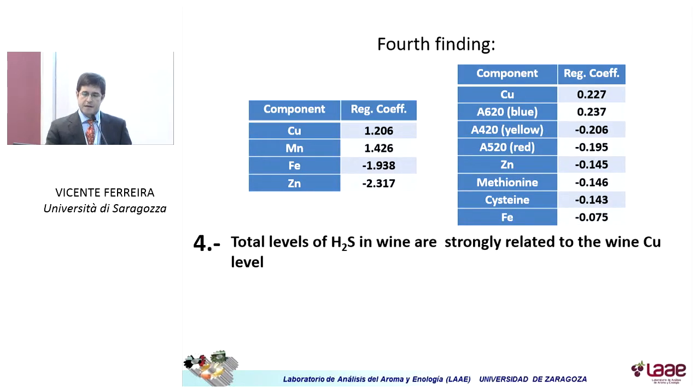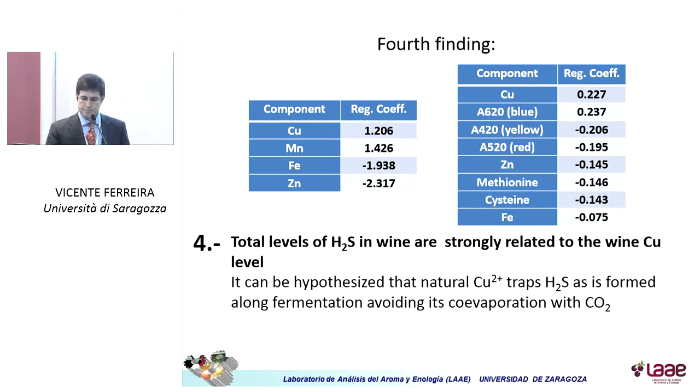So this finding tells us that total levels are strongly related to the wine copper level. Quindi la quarta scoperta che abbiamo fatto è che il livello totale di idrogeno solforato è strettamente correlato con il contenuto di rame del vino.